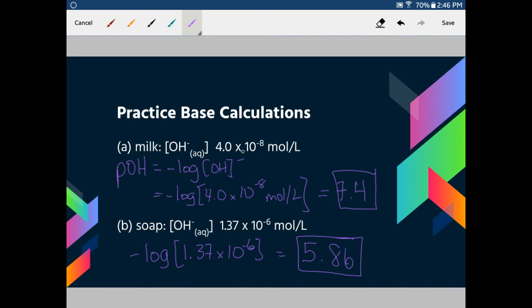Okay, so now when we compare these two values, this is our hydroxide ion concentration. So if we compare the difference between milk and soap, with a higher concentration of hydroxide ions in soap, we would expect a greater pOH. We would expect this substance to be more basic, which we do. Remember that your pOH scale is inverted from your pH scale. So something that has a low pH has a higher pOH, and something that has a high pH has a lower pOH, which is what we see here.